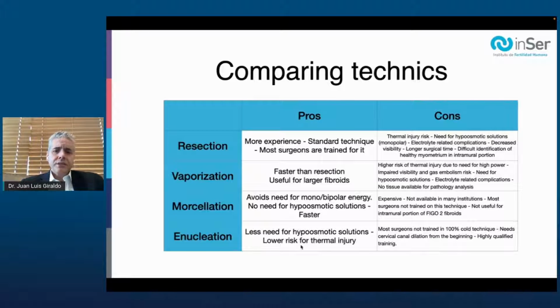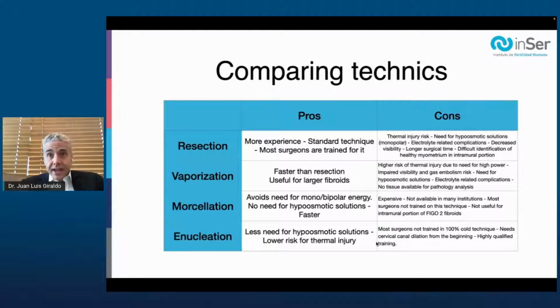So it's not useful for these kinds of fibroids. And the fourth is the enucleation. That's good because you need less hyposmotic solutions, and there's lower risk for thermal injury, because when you resect that intraluminal portion of the fibroid, then you can use saline, and meanwhile you can use the cold loop to enucleate the residual portion in the myometrial wall, and that makes it easier.